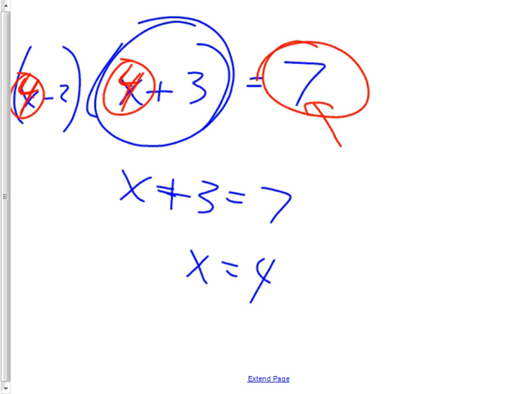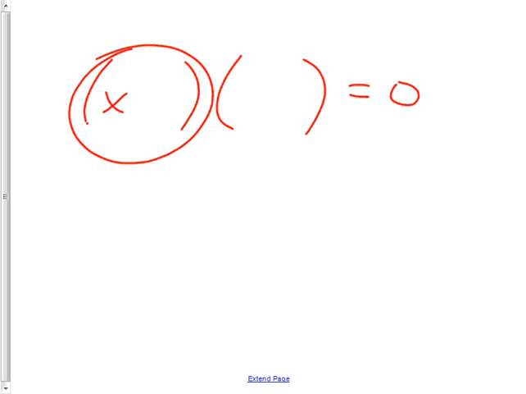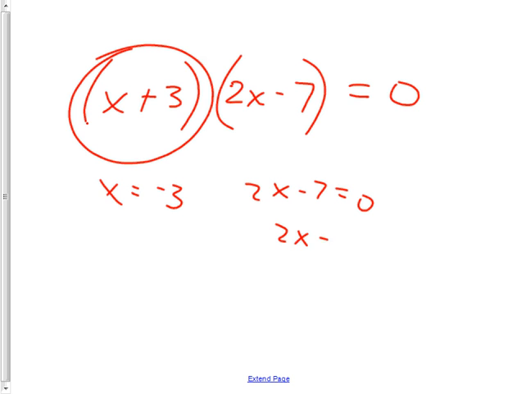All right, so the moral of the story is that you're going to have problems set up like this, equaling 0, and then you're going to have to solve each part. So if it was like this, I would say, okay, this one I can do in my head, x is -3. And this one is 2x minus 7 equals 0, 2x equals 7, x equals 7/2. Got my 2 answers. And one that confuses kids a lot is when it's like this.